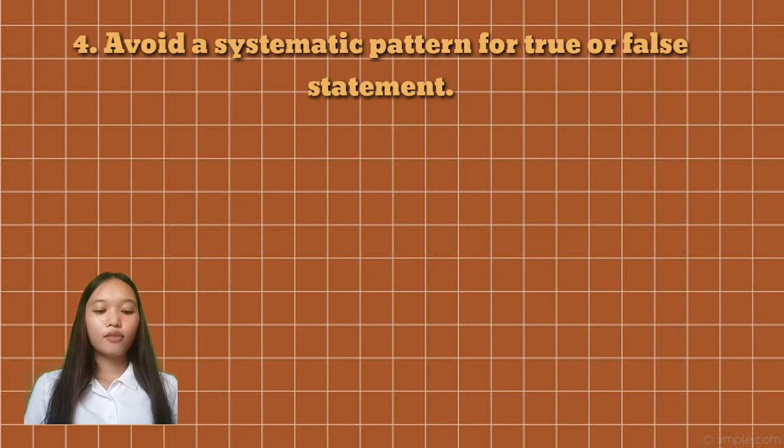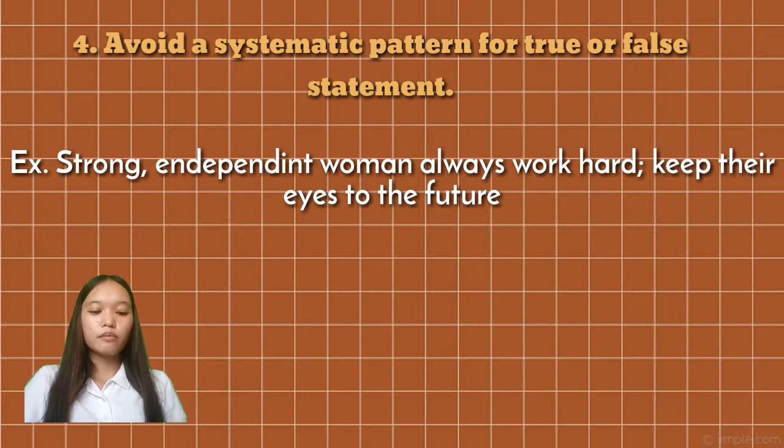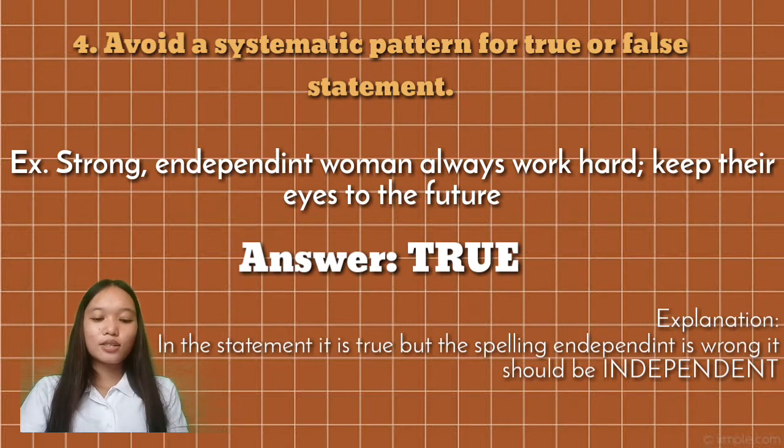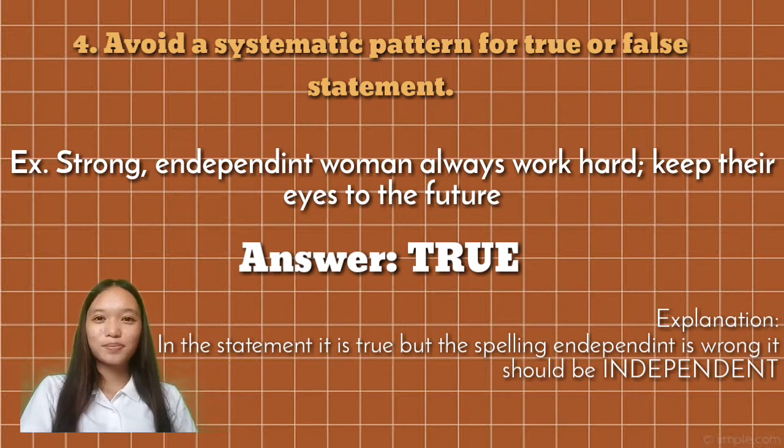Number 4, avoid a systematic pattern for true or false statements. For example, strong, independent women always work hard. Keep their eyes to the future. Is there something wrong in it? In the statement, it is true, but there is something wrong, which is the spelling. The correct spelling of independent is... That is the correct spelling of independent.